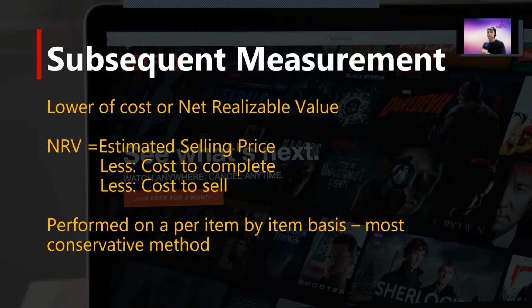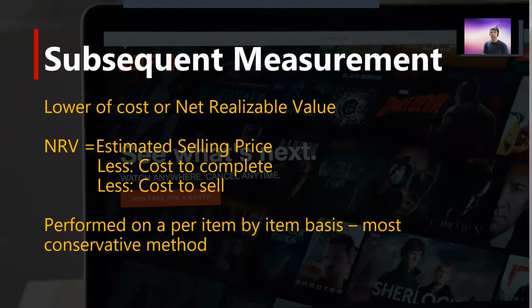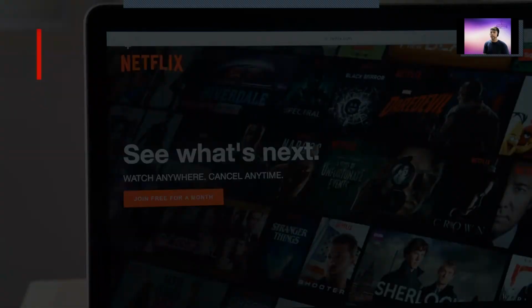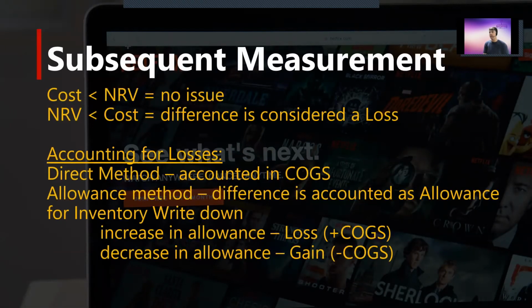Again, I have prepared a discussion problem to further discuss this, no? So we'll have this again, I think on problem number 7 later, no? Okay, so again, if your cost is lower than your net realizable value, then there's no issue. But if your net realizable value is lower than the cost, then there's a difference. Of course, this difference will be considered a loss, no? What are the methods now in accounting for losses?